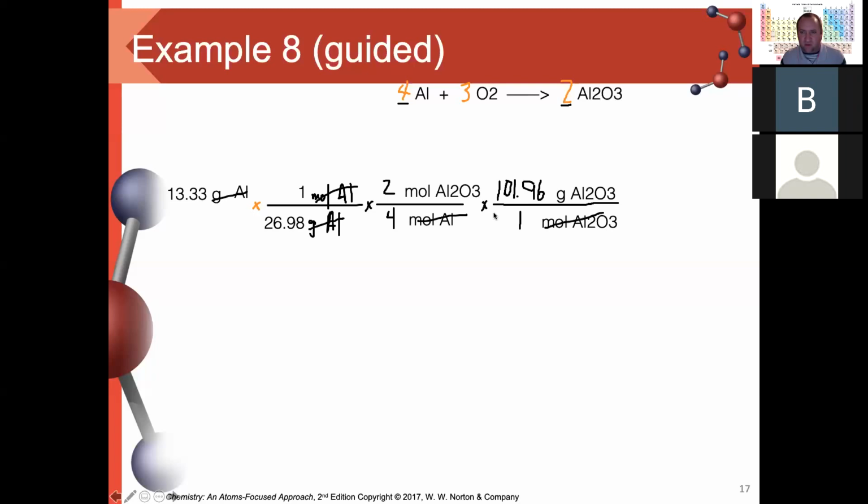And so my moles of aluminum oxide cancel. I'm left with just the grams. Now to solve out everything, all of my units have canceled other than the grams. 13.33 multiplied by 2 multiplied by 101.96 divided by 26.98 and divided by 4 to, how many significant figures should I use here?